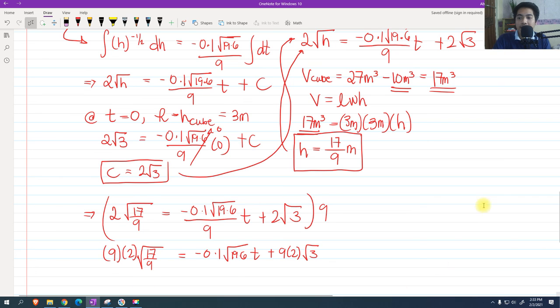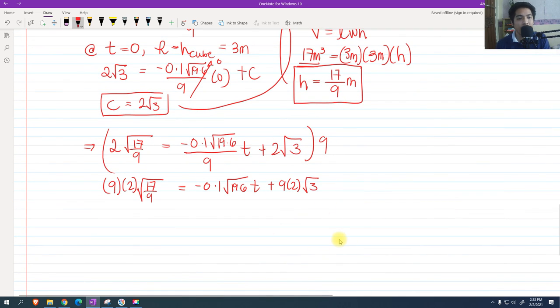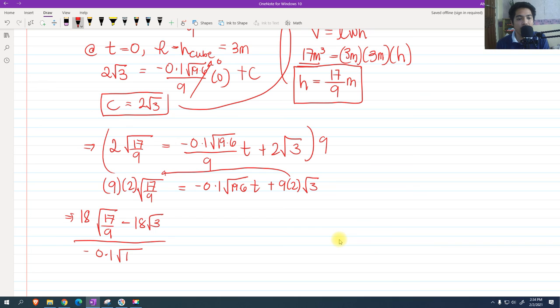So now I can easily isolate the t to get t. I can have 18 here multiplied by the square root of 17 all over 9. I can transpose this also on the left side, so this becomes minus 18 square root of 3. And I can divide it by negative 0.1 square root of 19.6. And that is the time it takes when 10 cubic meters is removed from the jacuzzi.